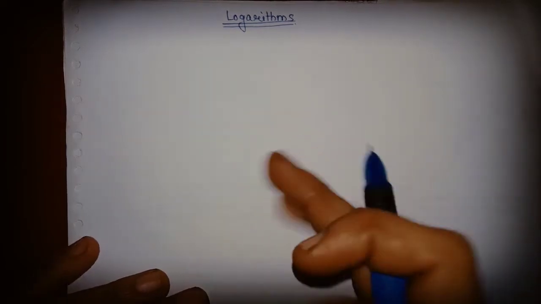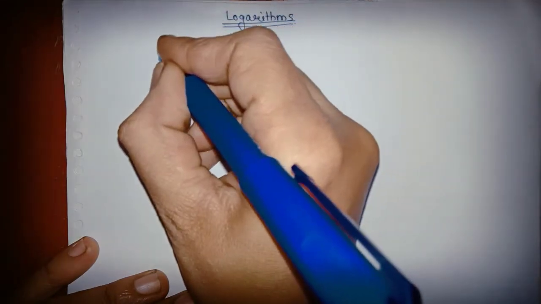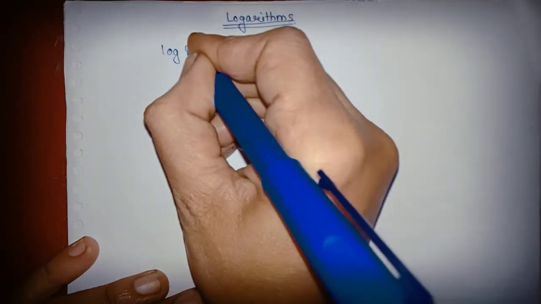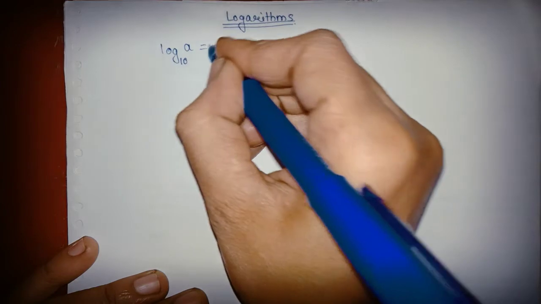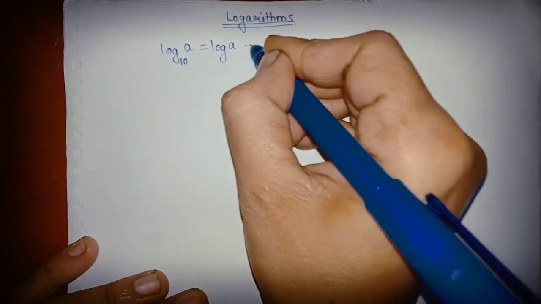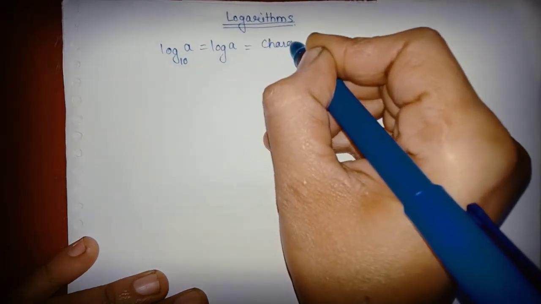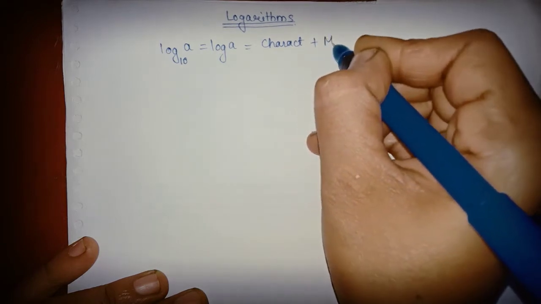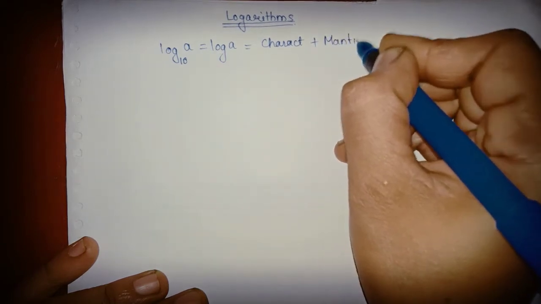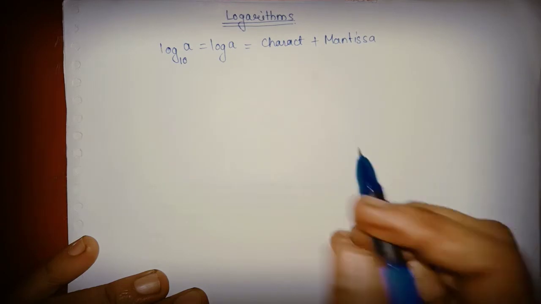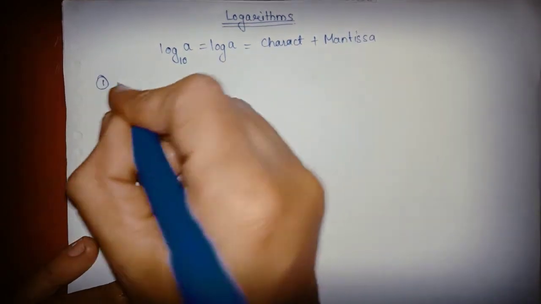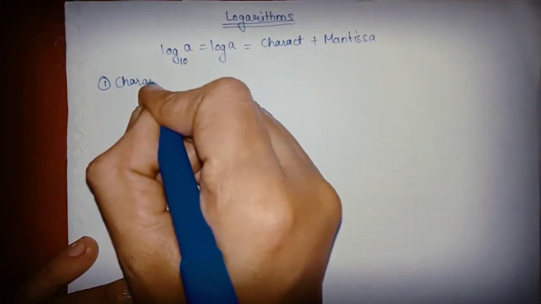Suppose you have log of a to the base 10, which you can write as log a. It is characteristic plus mantissa, right? So how to find the characteristic of log of a?